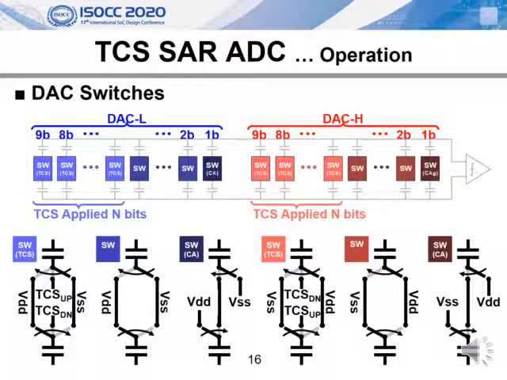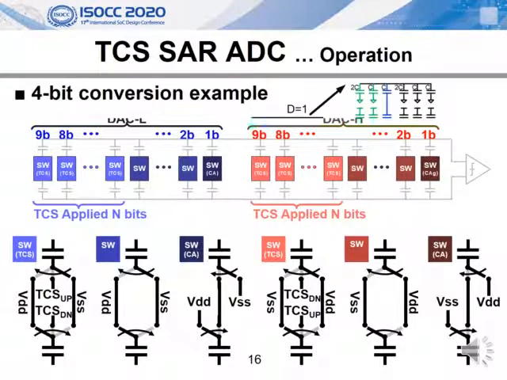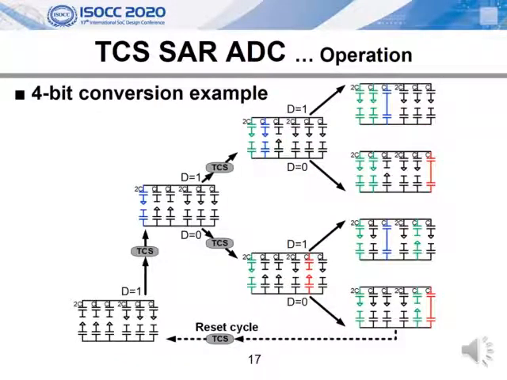The capacitor deck is separated into two decks, deck low and deck high. If the comparator decision is high, then deck high would be switched corresponding to the conversion bit. And if the decision bit is low, then the deck low would be switched. The TCS technique is applied to a few MSBs in this work. Here is a 4-bit conversion example. After LSB conversion, the reset cycle is performed with the TCS technique.